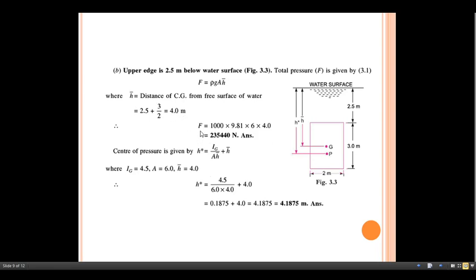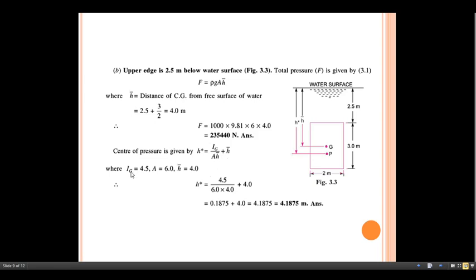What about the formula here for F? F equals rho g A h bar, substitute the values. After the calculation, you can get 35440 Newton. Then calculate the value of center of pressure, which can be given with the help of this formula: h star equals Ig divided by A h bar plus h bar.